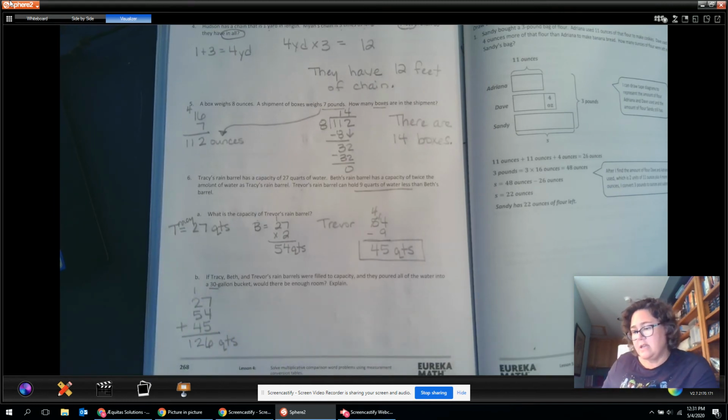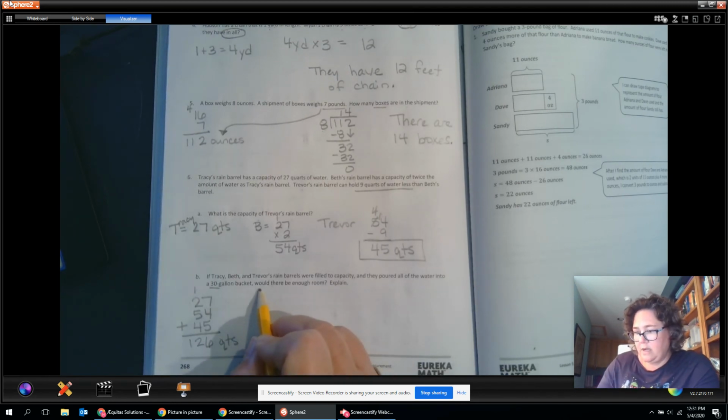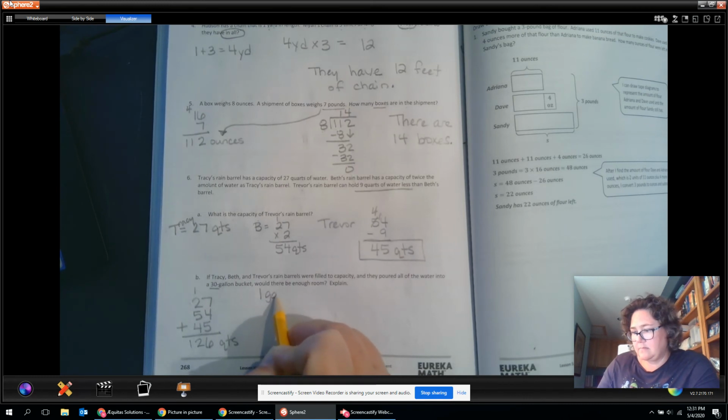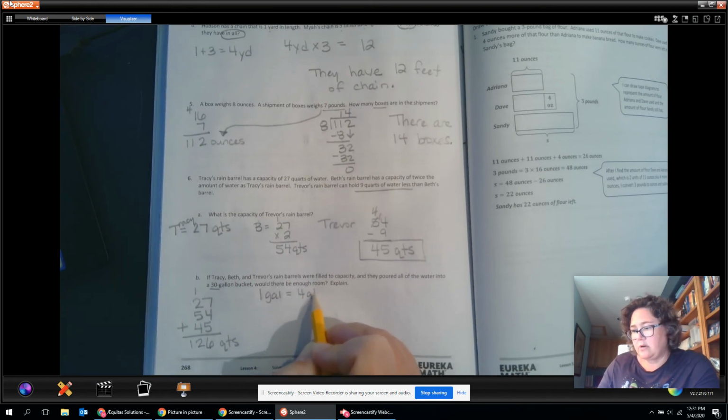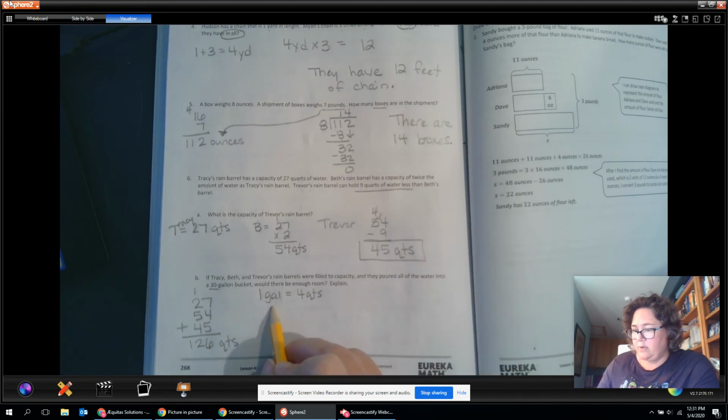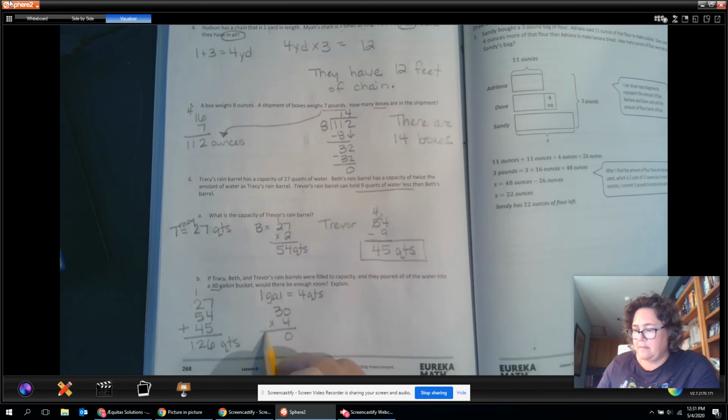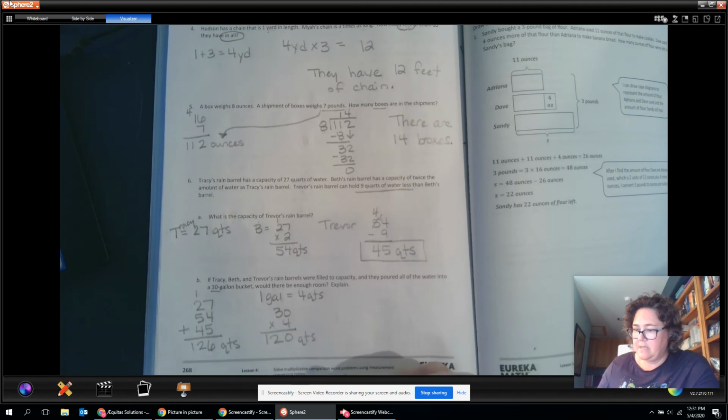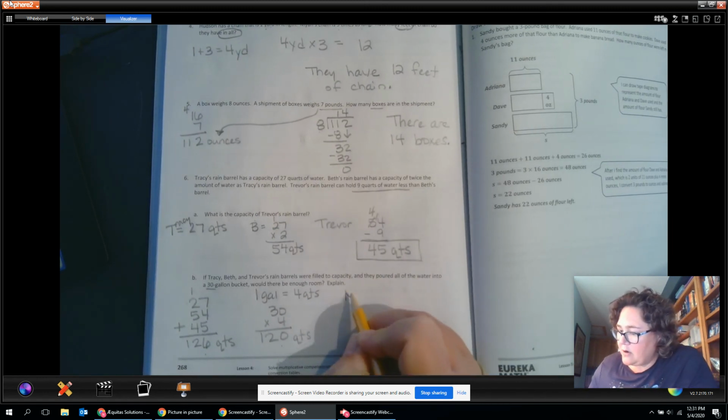But they have a 30-gallon bucket. Well, 1 gallon is the same as 4 quarts. So if we take that 30-gallon bucket and we multiply that by 4, that's going to be 120 quarts. Is there enough room in that bucket for all of theirs? The bucket holds this, and they hold that. Is there enough room? No. So, no.